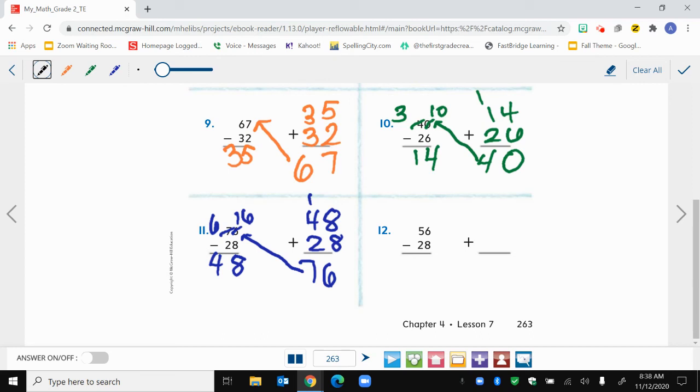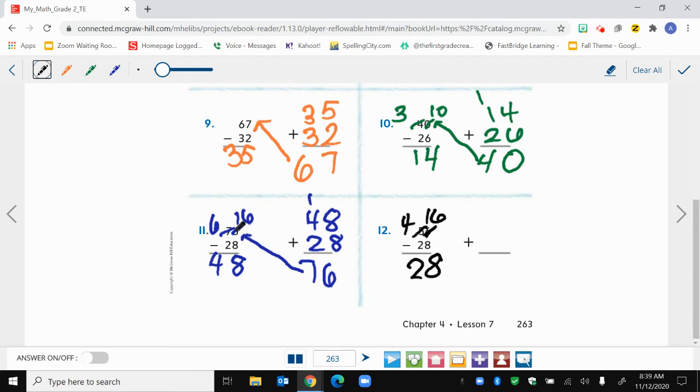And finally, our last one here, 56 minus 28. You should have looked at the one side first. 6 minus 8. Well, we would have known you can't do it. So you would borrow from that 5 to make it a 4 and add 10 to that 6 to make it a 16. Then you would have done 16 minus 8, which we actually just did, didn't we? Which is 8. And then 4 minus 2 is 2. So 28.